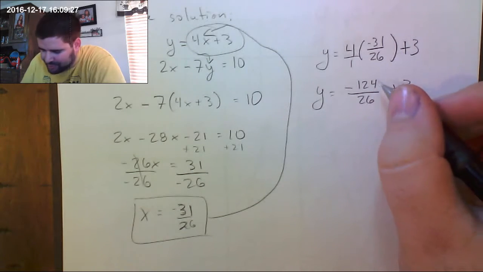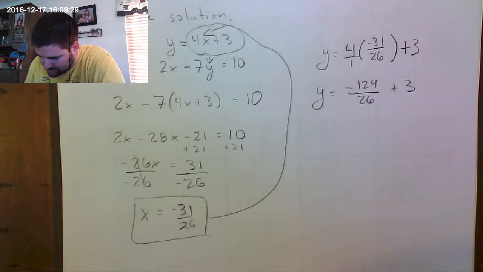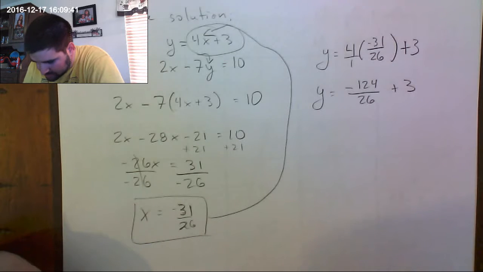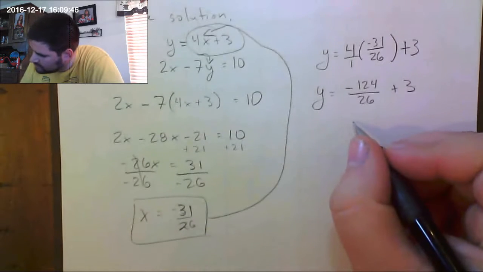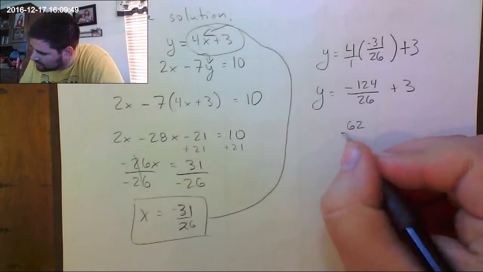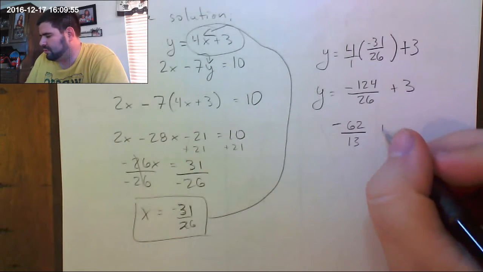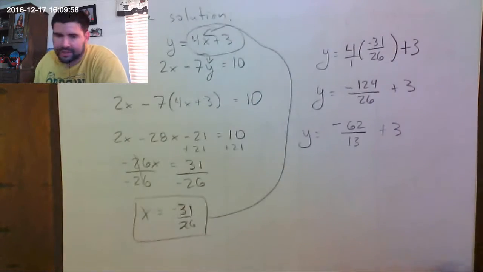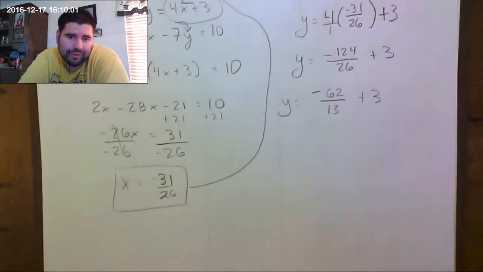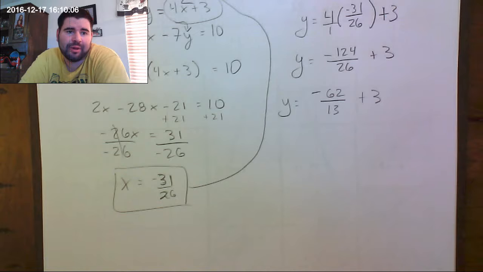Now that might reduce into something. Let's see. 124 can divide by 2, and 26 divided by 2 is 13. So 124 divided by 2 is 62, and 26 divided by 2 is 13. Plus 3 equals y. Now again, I'm going to have to combine like terms here, so I can't bring these together unless I have a common denominator.